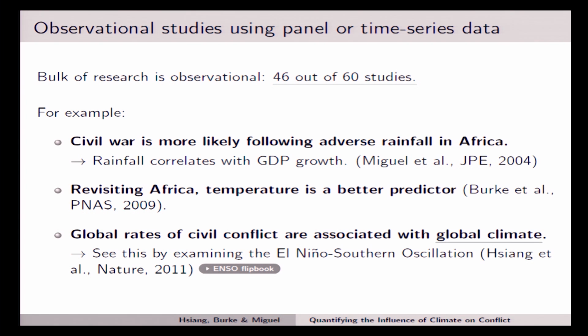I was not working with these co-authors at the time, but with some of my colleagues at Columbia, we were able to actually extend this work further and point out that the state of the global climate seems to be an important predictor of the rate at which civil conflicts around the global tropics are being initiated.